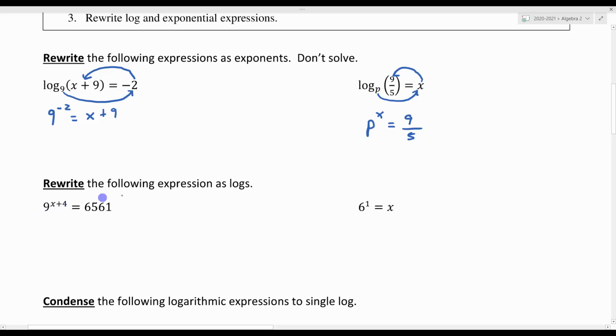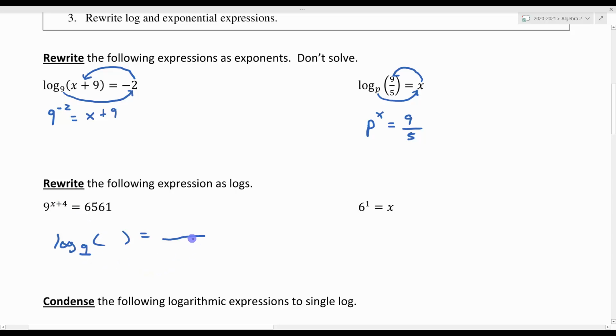Now let's go the other direction. These are exponentials, and we want to write them as logs. Now remember, log has 3 parts. So I'm going to say log, base, input, output. Okay, so I look at the expression, I find my base, that's 9. It's being raised to the x plus 4 power. So that entire expression, the x plus 4, that's all in the exponent there. So remember, the exponent goes over here, right?